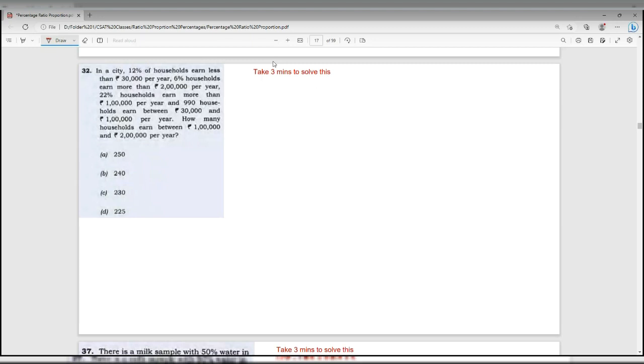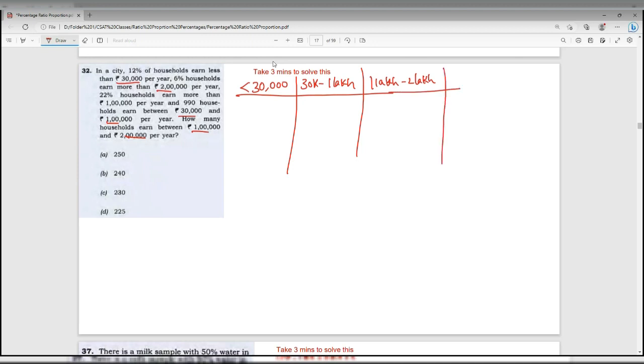They are giving percentages here, and then they are asking how many households. For such multiple data, it's better to write a chart. We'll see what segments there are: less than 30,000, then 30K to 1 lakh, then 1 lakh to 2 lakh, and then greater than 2 lakhs.